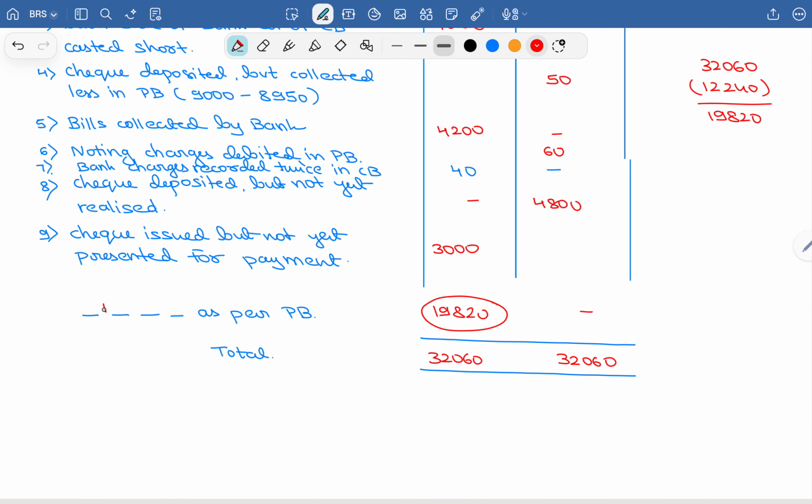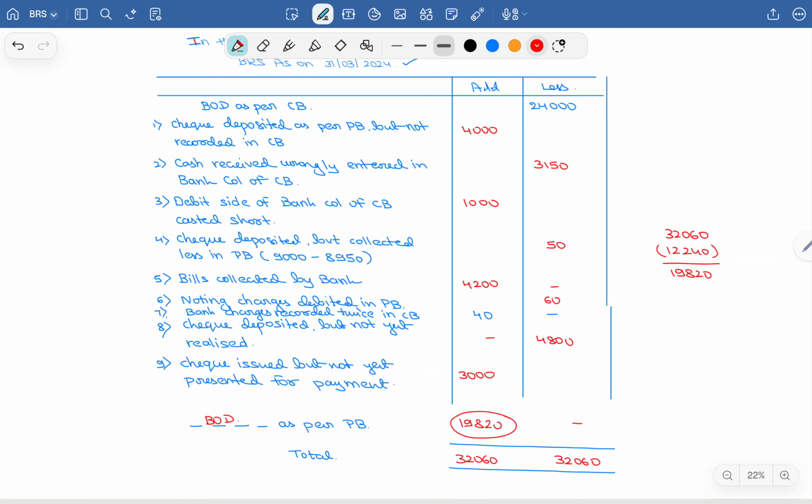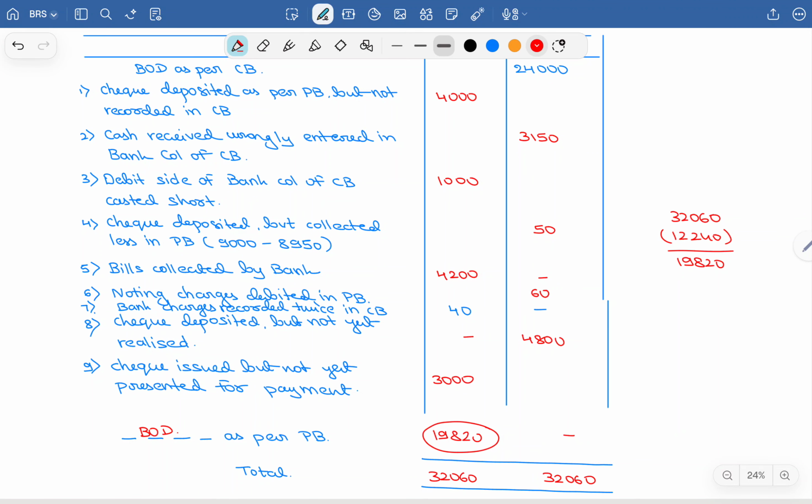Again, it is what? Bank overdraft as per passbook. This is how your answer will look. Okay, this was an easy question. It was asked for 5 marks only. So next class we will see one question on the adjusted cash book method of BRS. Thank you.